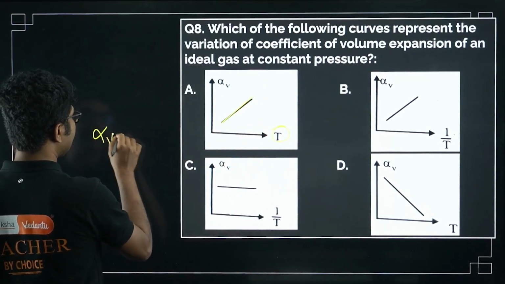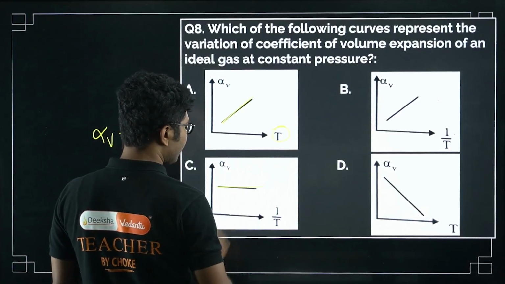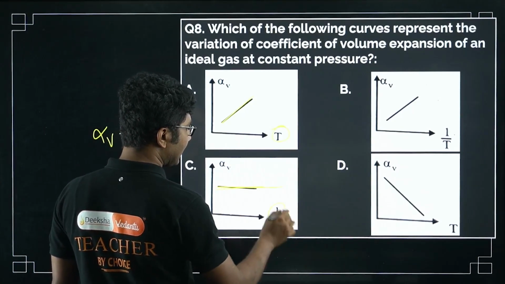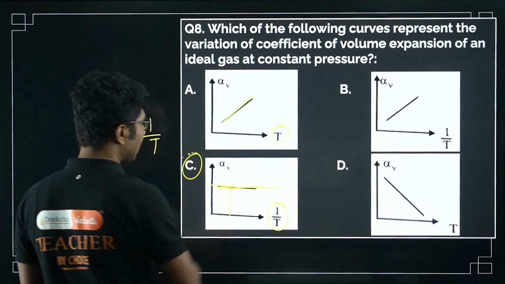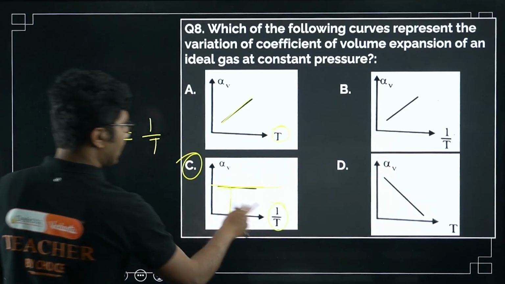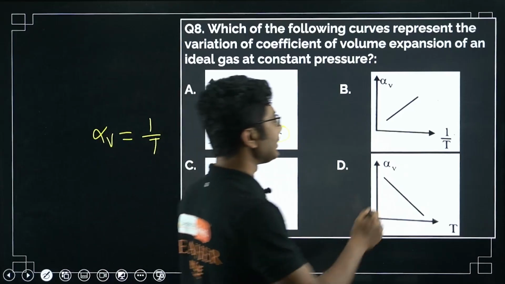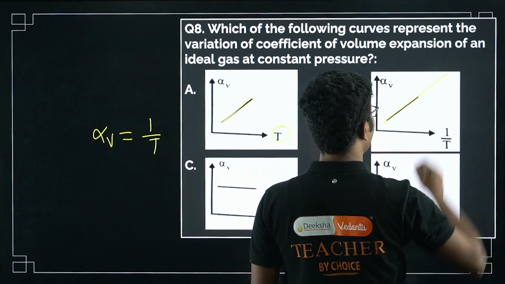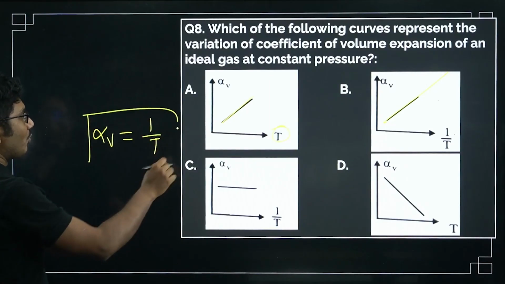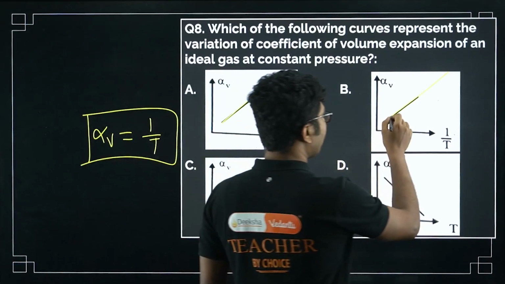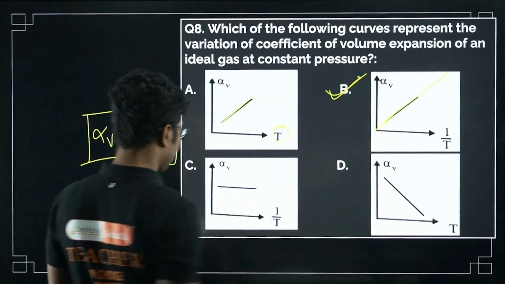Alpha V is equal to 1 by T, so this is a constant value, it will not change, while 1 by T is changing. Whatever the value of 1 by T, the same value is alpha T, so this is a constant value. Alpha V is equal to 1 by T, so it will increase with the 1 by T value. As long as it is increasing, it will be a linear relation, right? So the slope is 1 and it passes through the origin. So this is the graph, and option B is correct for this question.